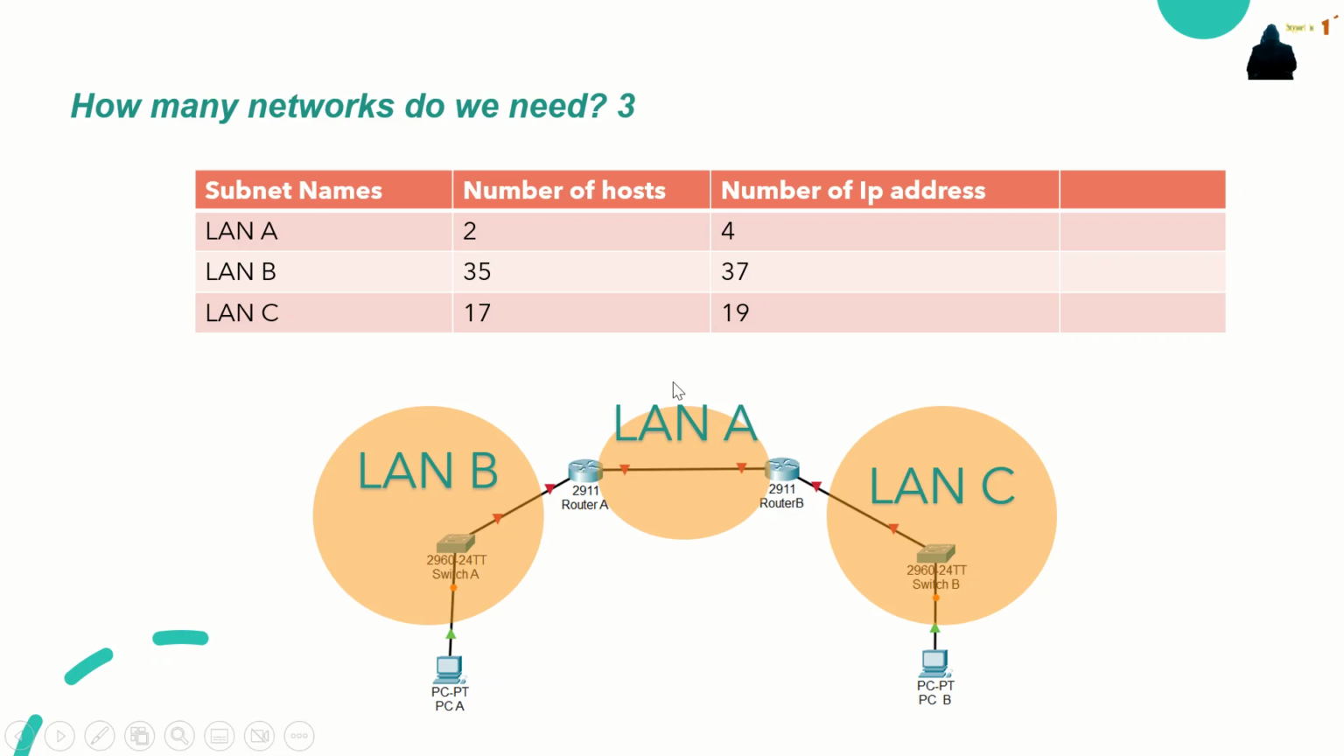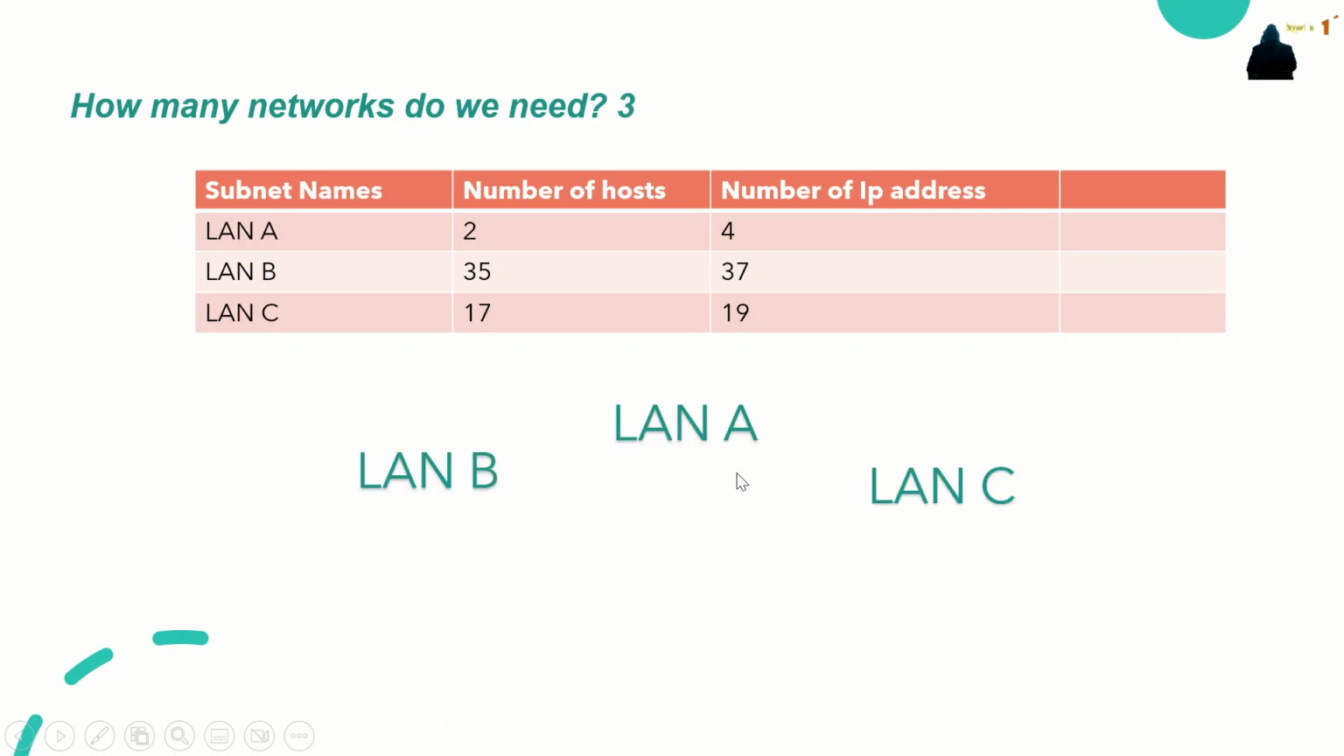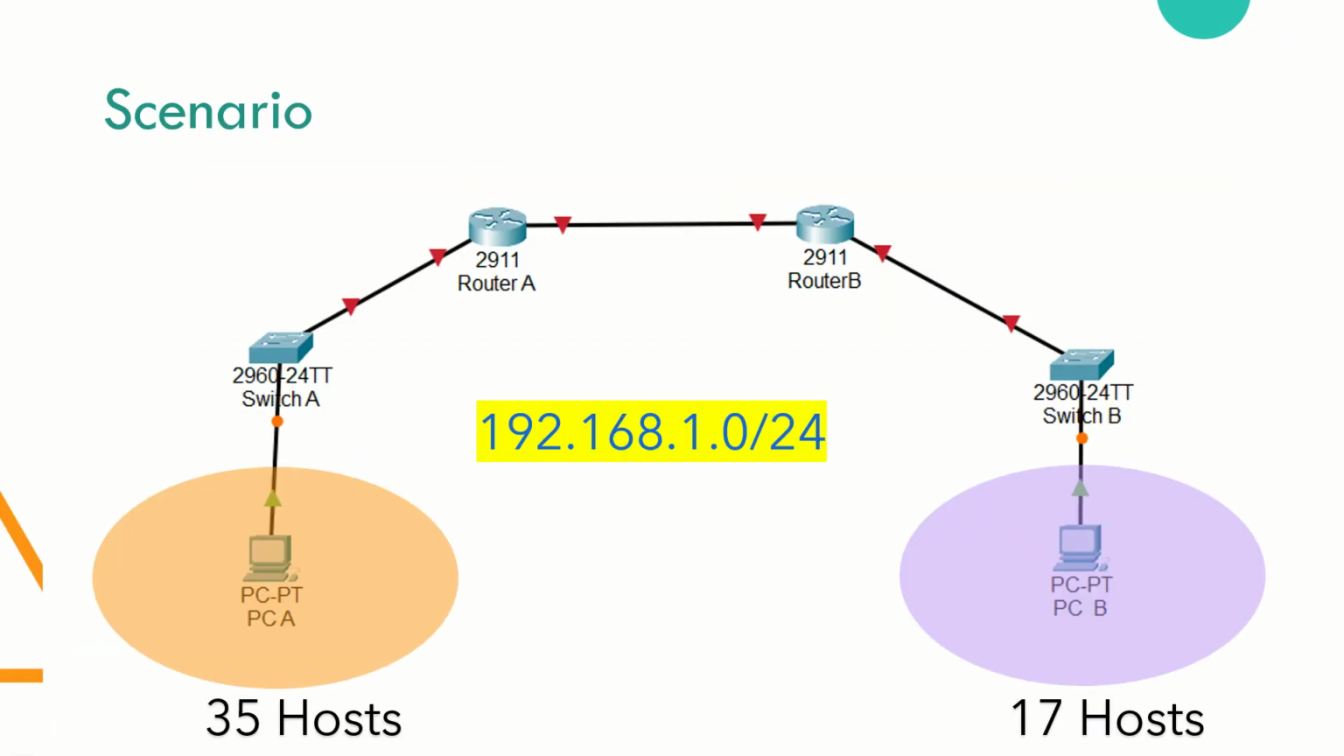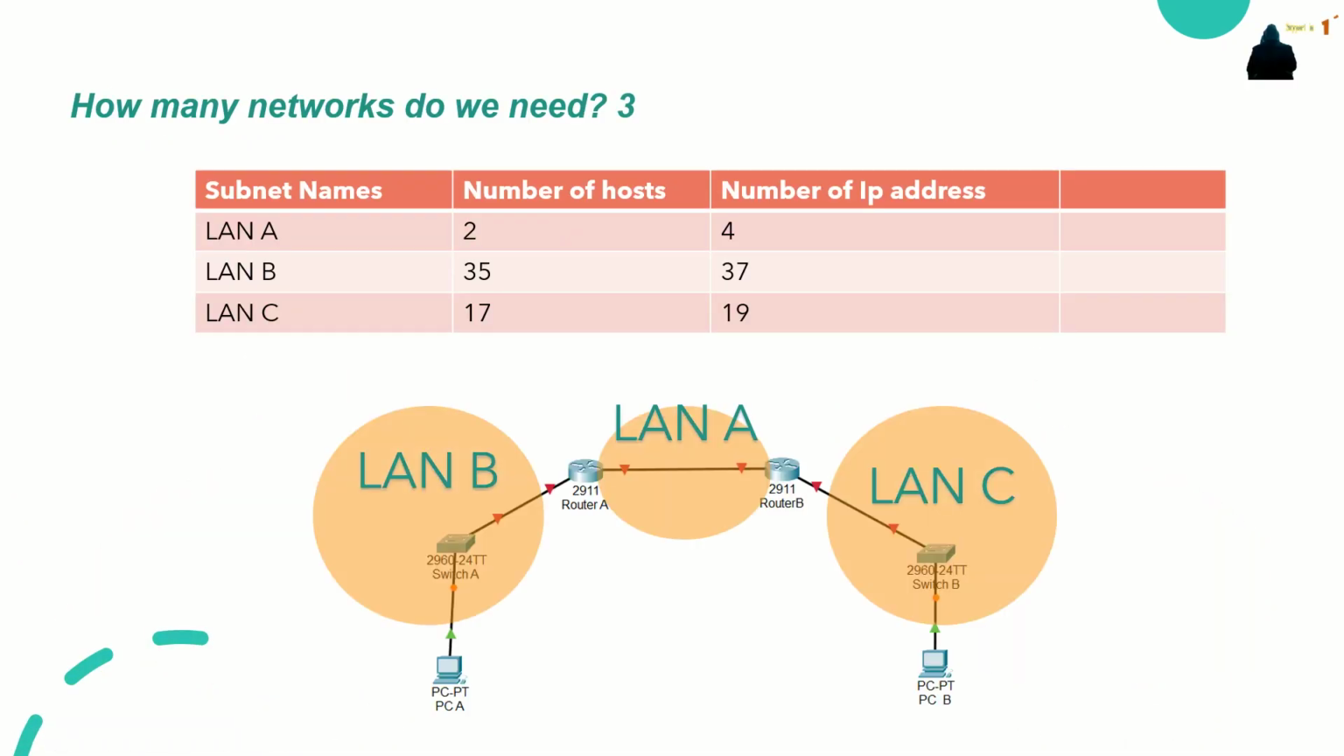It means LAN A, in LAN A, I need only two IP addresses. You can see here there is nothing in this scenario saying how many IP addresses or hosts you need, but you can see only you have two interfaces here. And it means in LAN A, I need only two hosts. Here I need 35 and here I need 37.